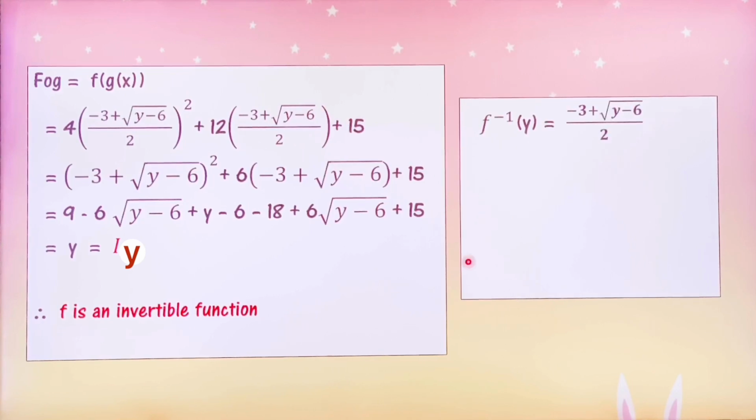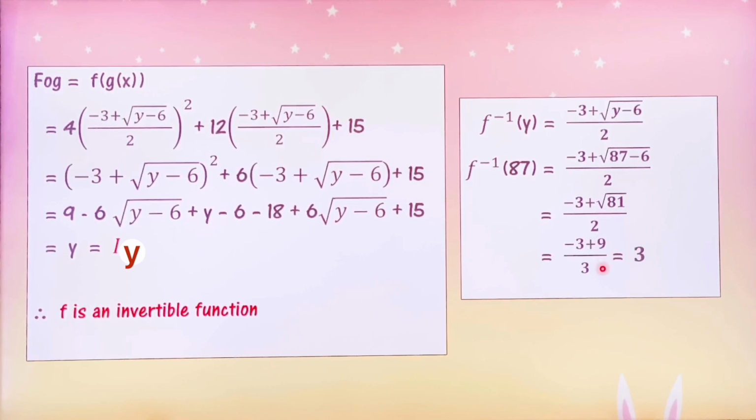Now, f inverse of y is equal to (-3 + √(y-6))/2. f inverse of 87 is equal to (-3 + √(87-6))/2, that is (-3 + √81)/2, that is equal to (-3 + 9)/2, which is equal to 3.